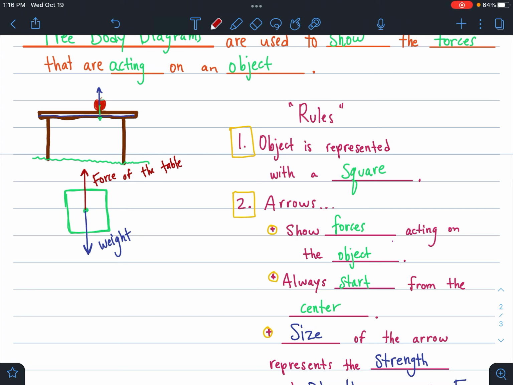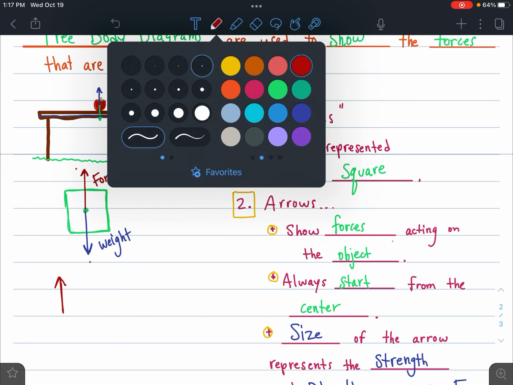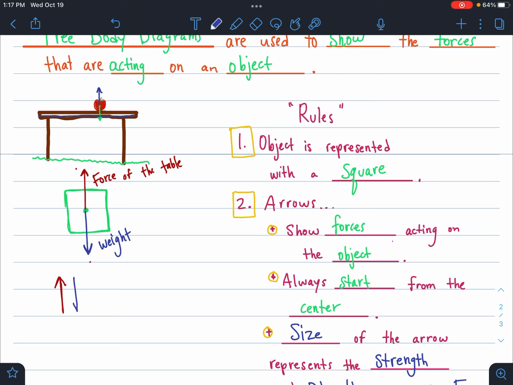So you can see that this free body diagram is much easier to draw than the table, and it allows us to show the different forces acting on the apple. We have the weight of the apple in the downward direction, and we have the force of the table in the upward direction. If we draw them side by side, we would see that these two arrows are the same size. They're opposite in direction, but they're equal in size. And this means that they are balanced. And when things are balanced, it means that there is no motion happening. And that's true. We just have the apple sitting on the table.